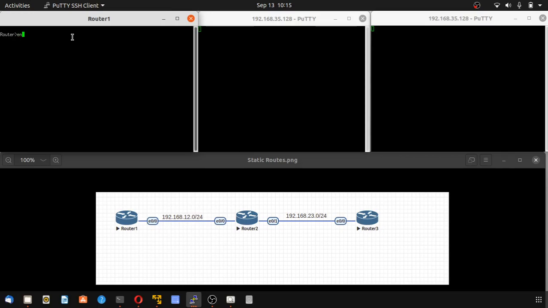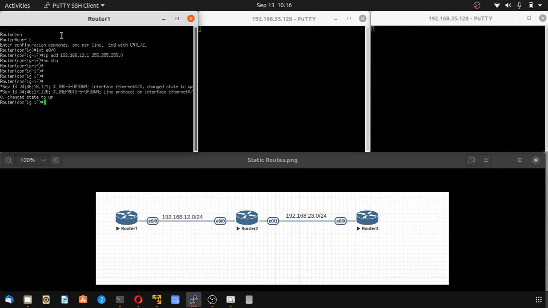First I go into enable mode, then into configuration mode, then I will configure the Ethernet interface 0/0. I am using the IP address 192.168.12.1 for this interface on router 1, and the subnet mask is 24. I will do no shut, so this will come up. Now the interface is up, you can see here.